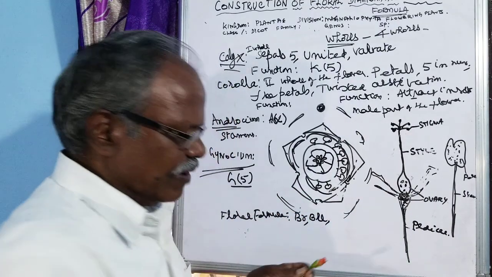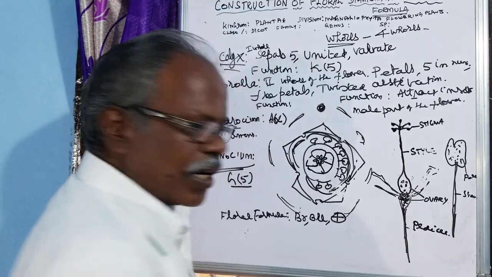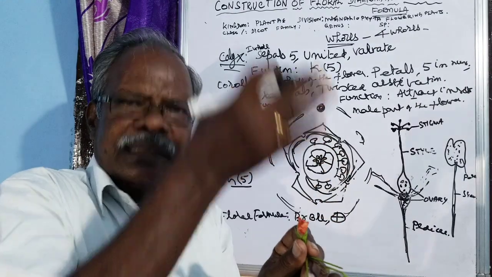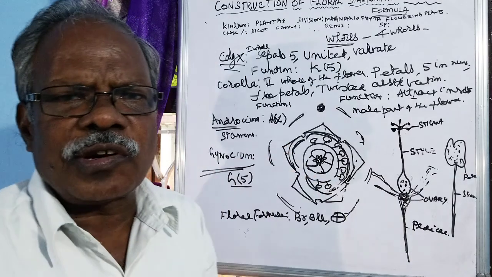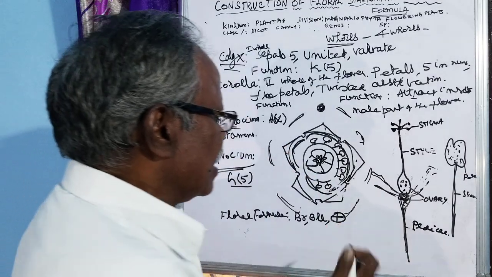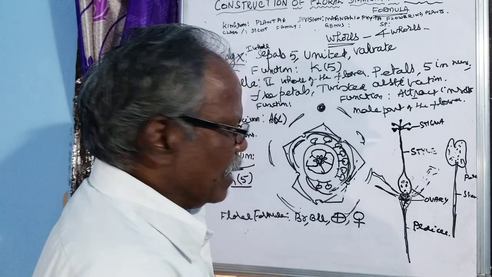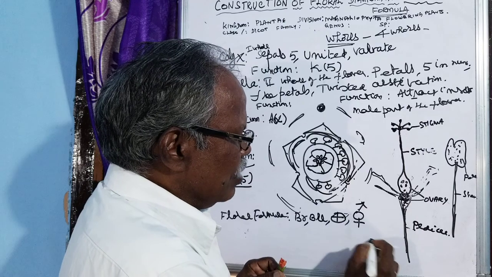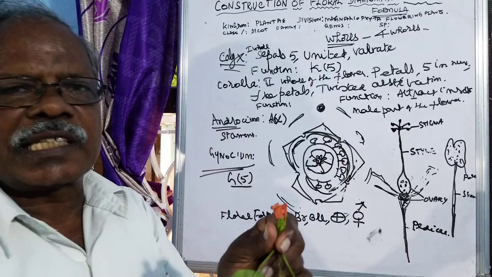And then this flower is called regular. Regular should be represented by a symbol like this. Regular means if we cut the flower in any direction, that is radially, then you can get 2 equal halves. That is called regular. Then bisexual. This is the female representation. This is one round. This is male. So both together means bisexual. It is a bisexual flower.